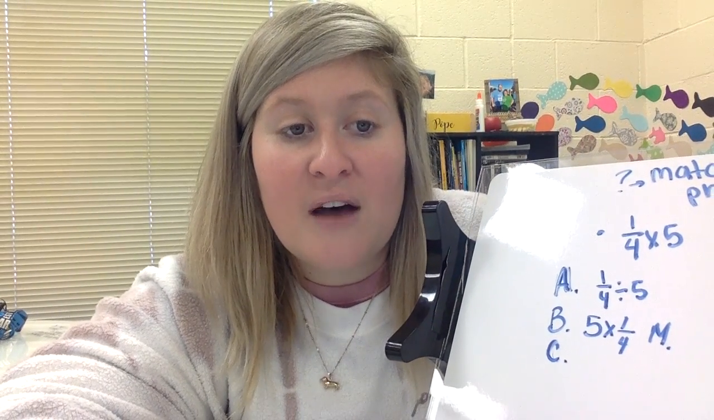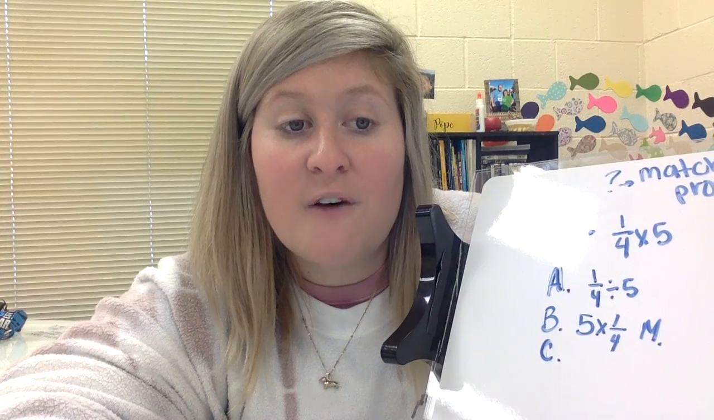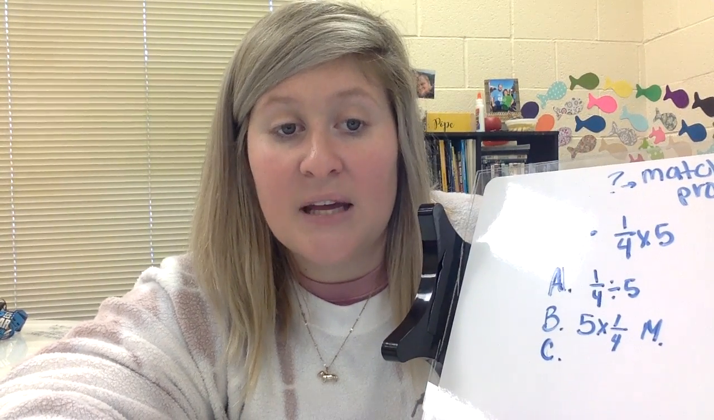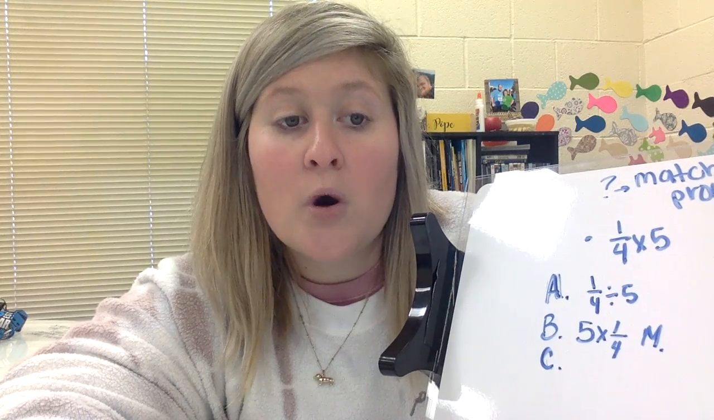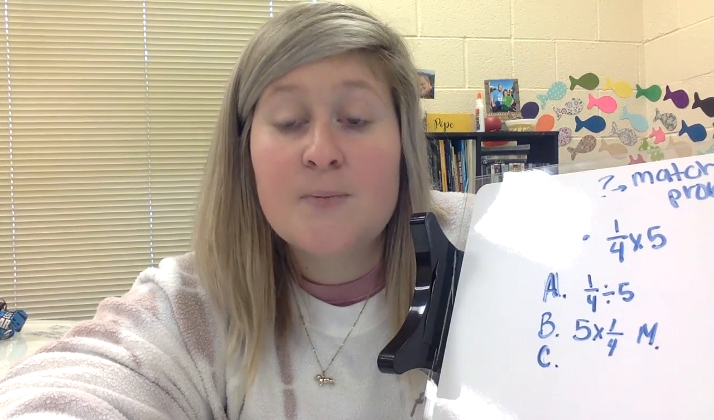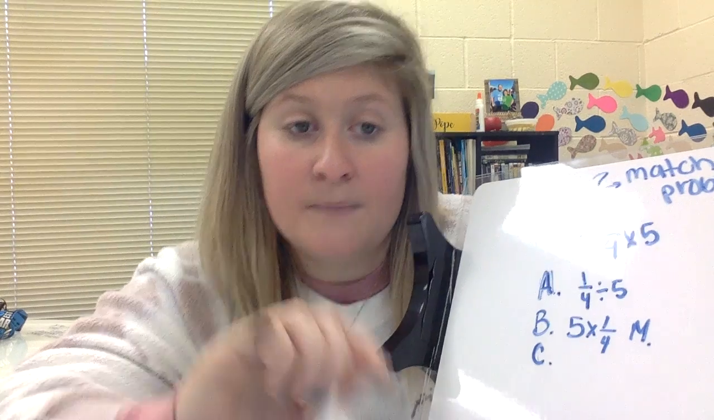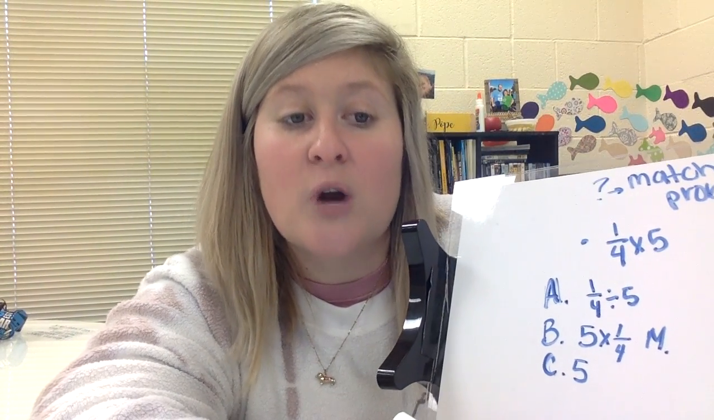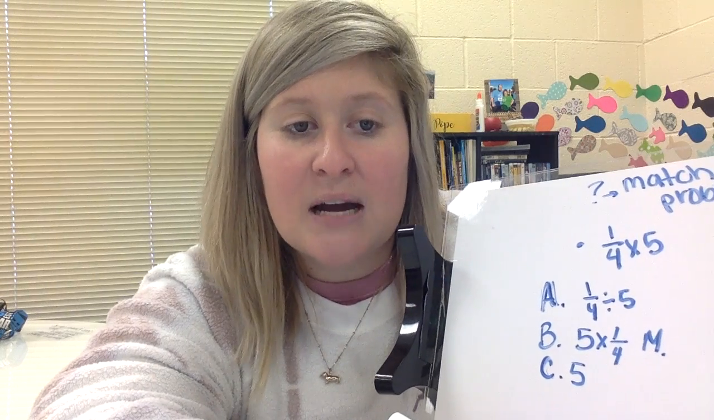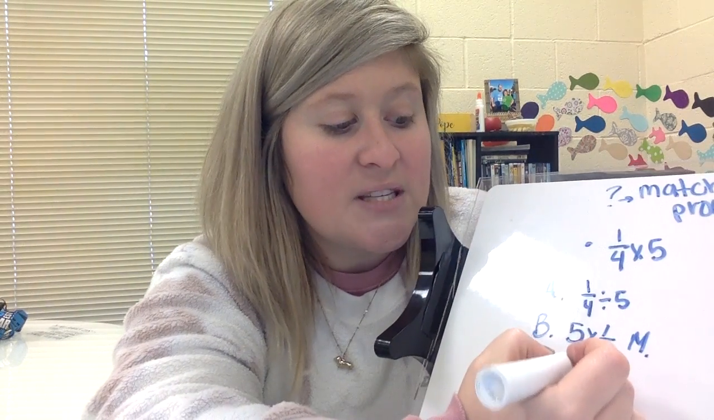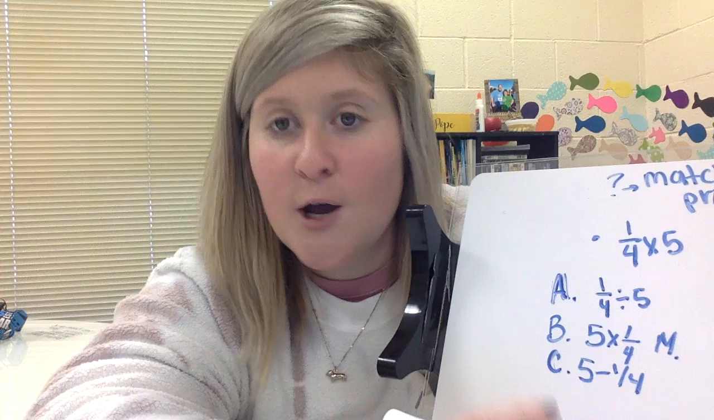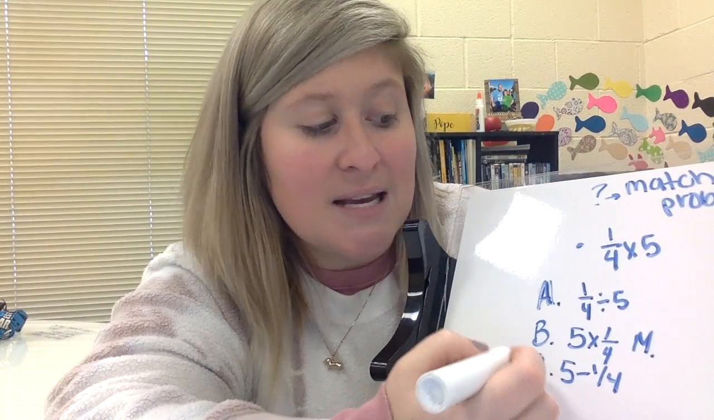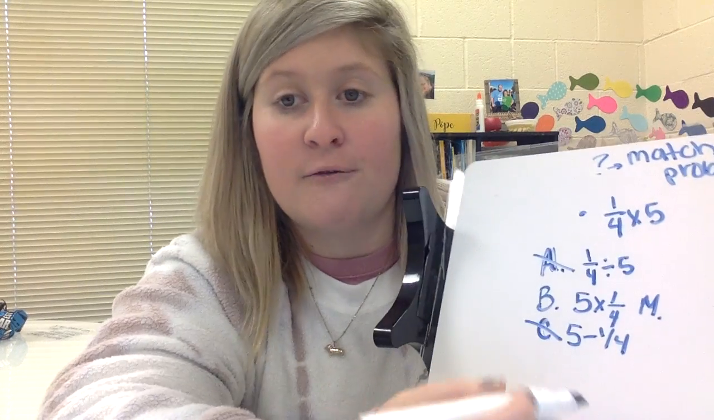Roy spent a total of 5 hours planting flowers and vegetables. Of that time, he spent 1/4 of an hour planting flowers, and the rest of the time planting vegetables. How much time did Roy spend planting vegetables? He spent a total of 5 hours. Of that time, he spent 1/4 of it planting flowers and the rest on vegetables. How much time did he spend on the vegetables? This is 5 subtracting 1/4 to figure out what is left over. Left would mean subtract. So C's not it either. So I'm going to cross those out for you.